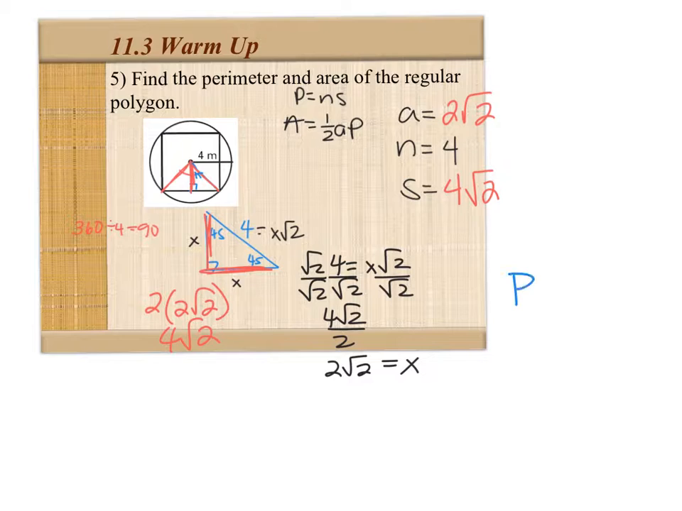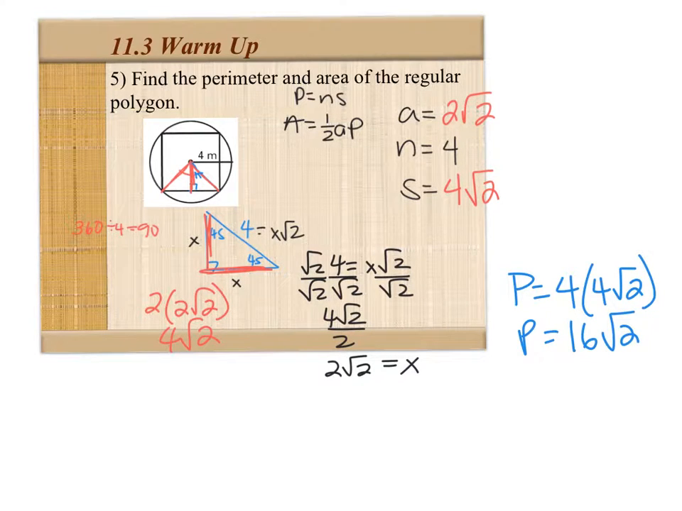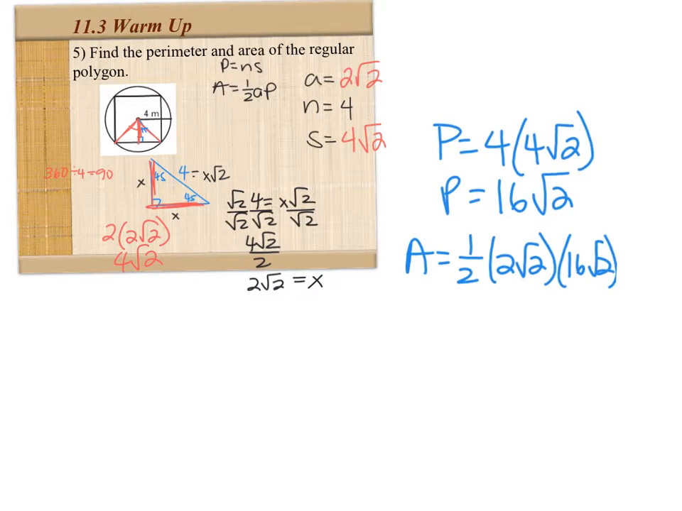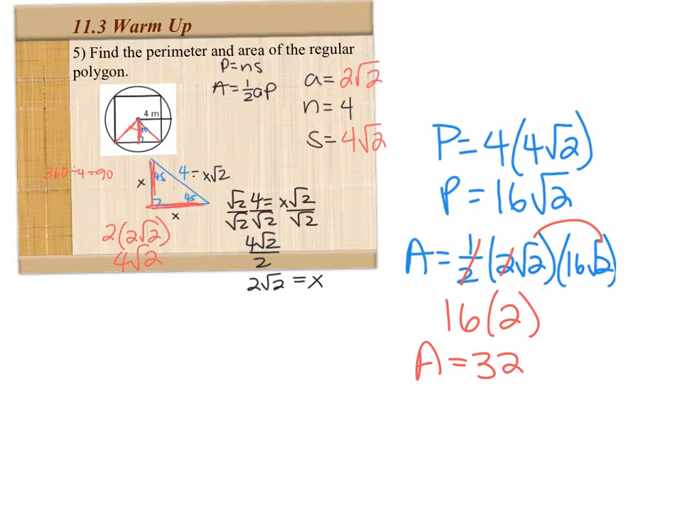So the perimeter is the number of sides times the length of each side, which is 16 root 2. And the area is 1/2 times 2 root 2 times 16 root 2. So 1/2 and 2 cancel out. That would be 1. What's root 2 times root 2? 2, and then 16 times 2 is 32. Meters squared and meters.